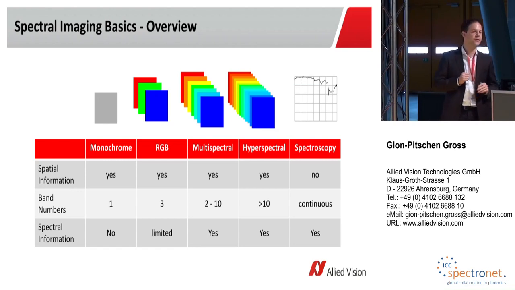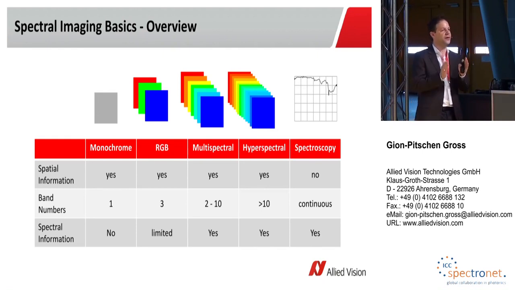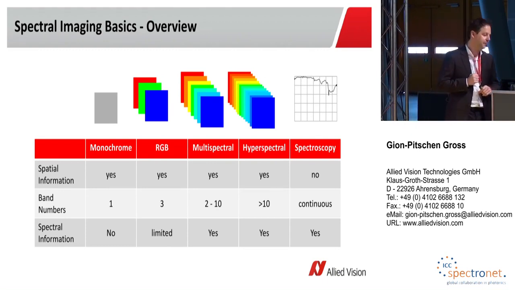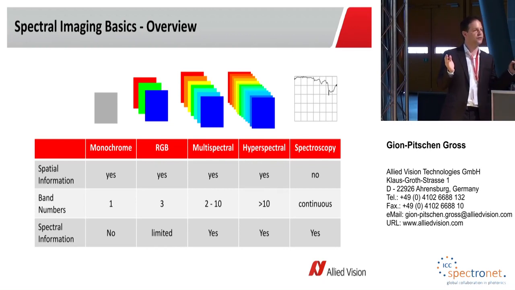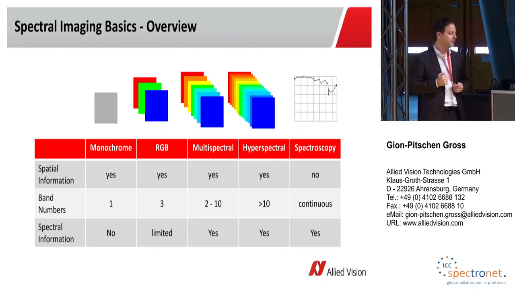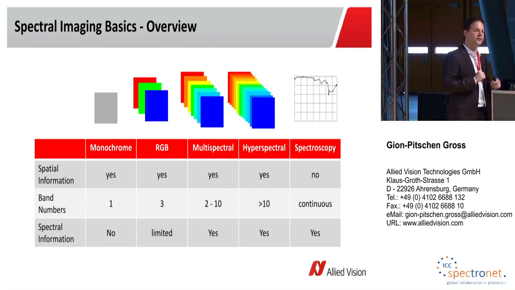In multispectral imaging, we typically have between 2 and 10 different filters with different widths. So it can be very narrow filters, it can be wide filters, all depending on the application. In hyperspectral imaging, we usually have many more than 10, usually more than even 100 different filters. And we also usually observe a continuous spectrum. As a comparison, I also put here spectroscopy, which observes just one point, but with pretty much continuous spectral information.